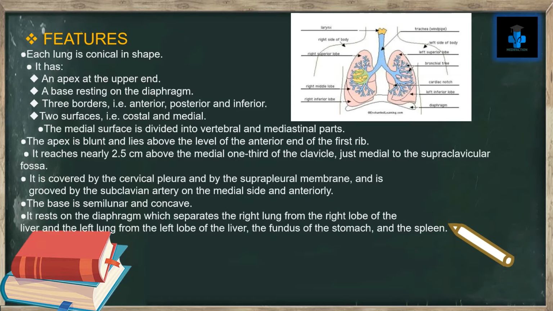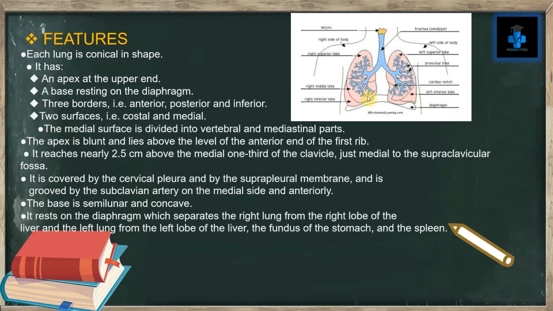The apex is blunt and lies above the level of the anterior end of the first rib here, and it reaches nearly 2.5 cm above the medial one-third of the clavicle, just medial to the supraclavicular fossa. It is covered by the cervical pleura and by the suprapleural membrane and is grooved by the subclavian artery on the medial side and anteriorly.